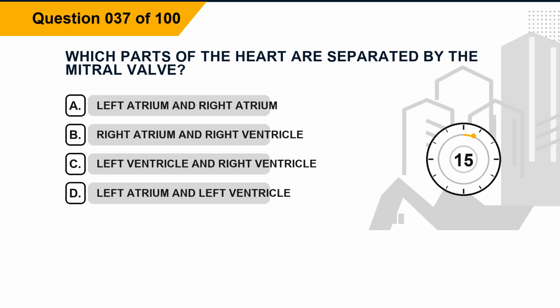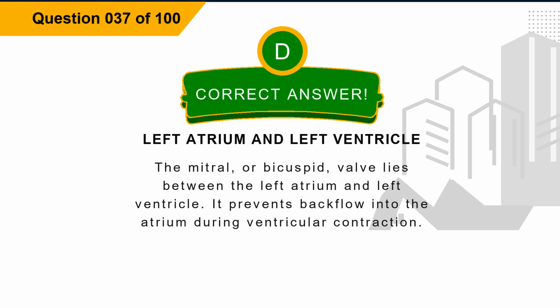Question 37. Which parts of the heart are separated by the mitral valve? Option A, left atrium and right atrium. Option B, right atrium and right ventricle. Option C, left ventricle and right ventricle. Option D, left atrium and left ventricle. The correct answer is option D, left atrium and left ventricle. Explanation. The mitral, or bicuspid, valve lies between the left atrium and left ventricle. It prevents backflow into the atrium during ventricular contraction.